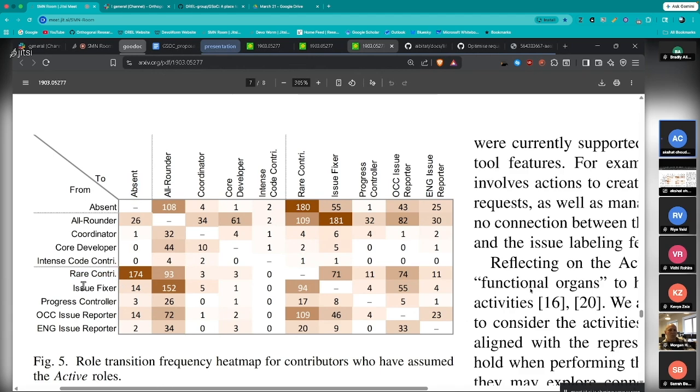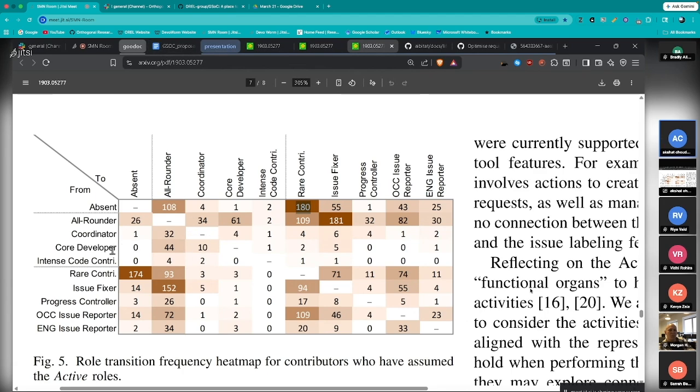Now, I'd like to point out the rare contributors. If someone is absent, then he is most likely to become a rare contributor. And if someone is a rare contributor here, then he is most likely to be absent. So this shows that the current simulation basically keeps them in a box.